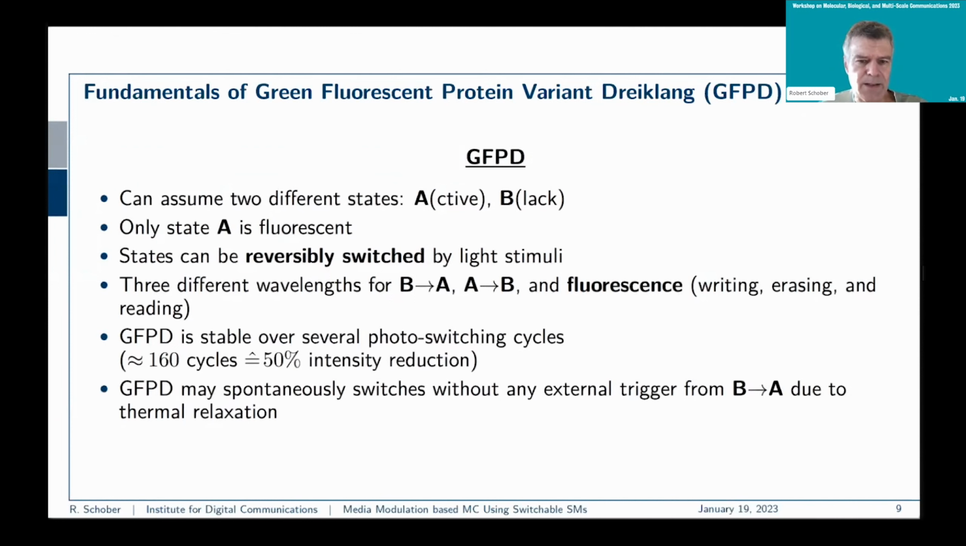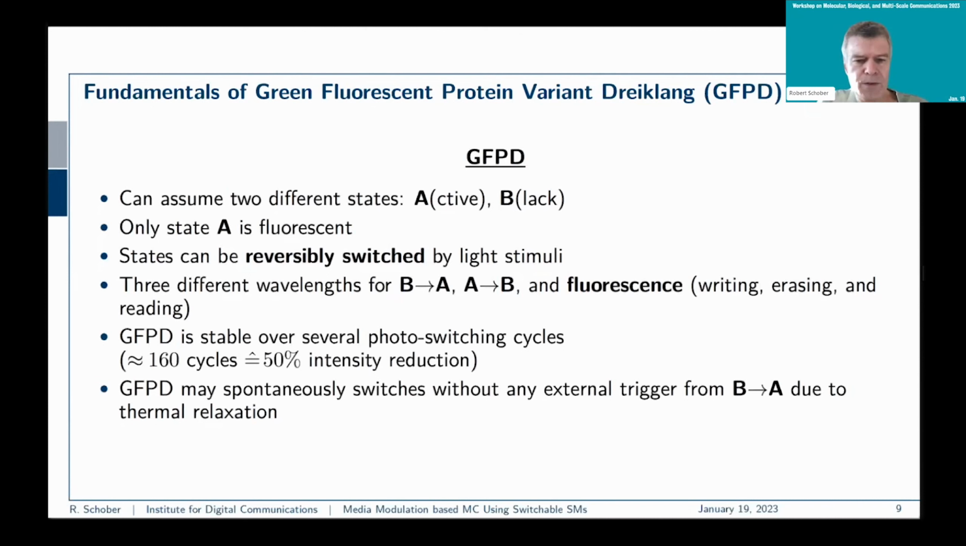And the interesting property they have is that you can switch back and forth between the A state and the B state. For this, you need to illuminate these GFPs with different wavelengths. There's one wavelength to switch them from B to A. If you illuminate with a different wavelength, you switch them from A to B. And then there's a third wavelength that you need for the fluorescence measurement. So in total, 3 wavelengths are involved for writing, erasing, and reading.